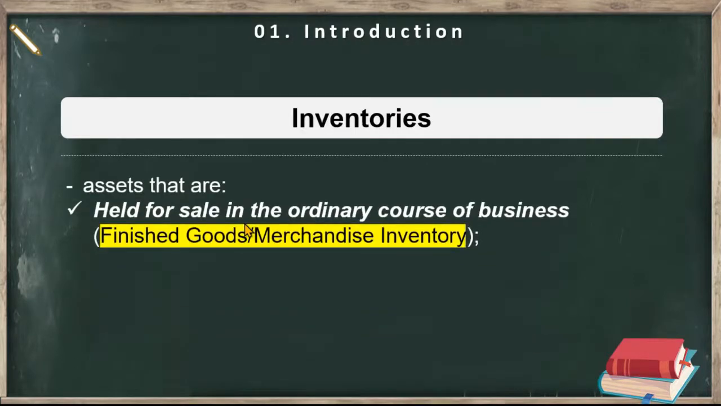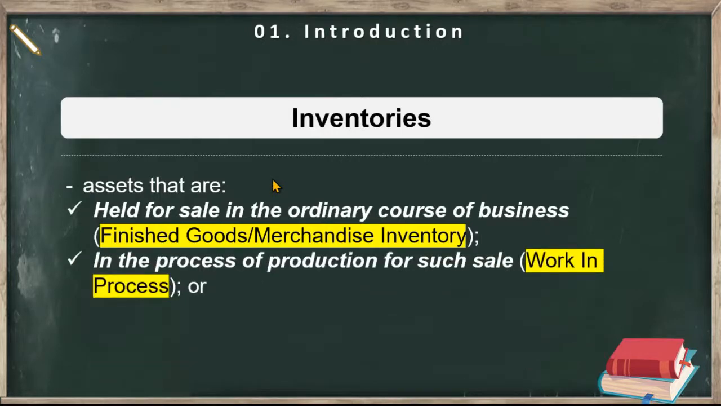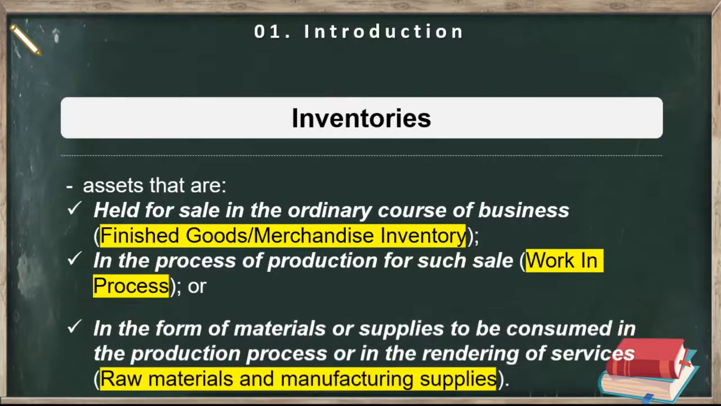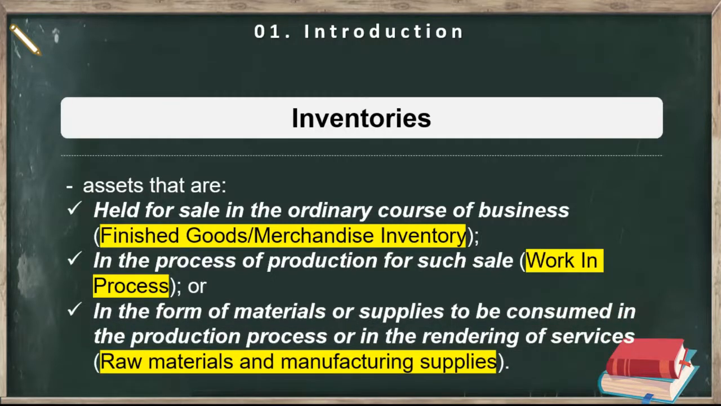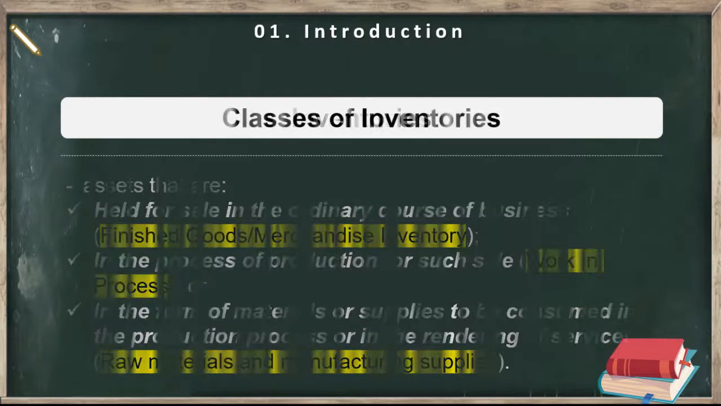So inventories are assets that are held for sale in the ordinary course of business, and this would refer to the finished goods and merchandise inventory, which is ready for sale and are held for sale. We also have those which are in the process of production for such sale, and this would refer to the work in process, or it could be in the form of materials or supplies to be consumed in the production or in the rendering of services, and this would refer to the raw materials and the manufacturing supplies.